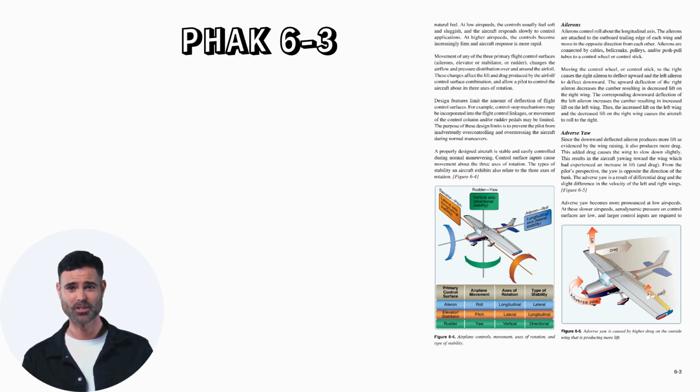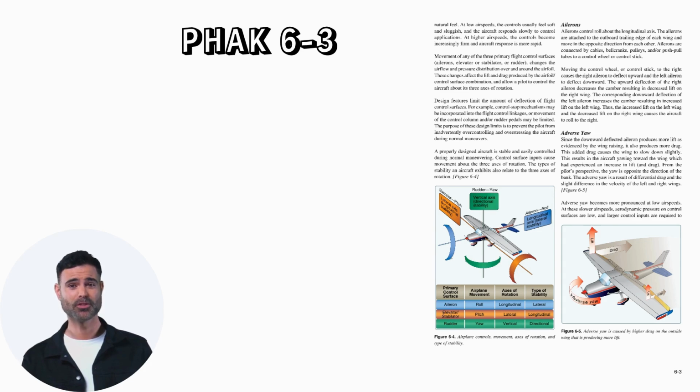The upward deflection of the right aileron decreases the camber, resulting in decreased lift on the right wing. The corresponding downward deflection of the left aileron increases the camber, resulting in increased lift on the left wing. Thus, the increased lift on the left wing and the decreased lift on the right wing causes the aircraft to roll to the right.